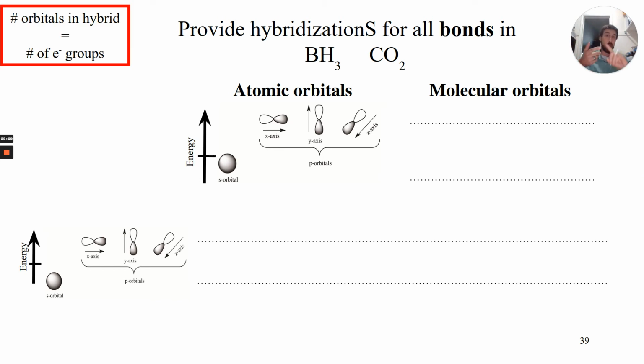So some things to remember: the number of orbitals in your hybrid equals the number of electron groups, okay? So if I have 3 electron groups, I need 3 atomic orbitals. Start with s, that's 1, sp2. If I need 4 atomic orbitals, I need to start with the s and 3 p orbitals. What if I have 5 orbitals? Well, I start with the s and 3 p, and I come up short.